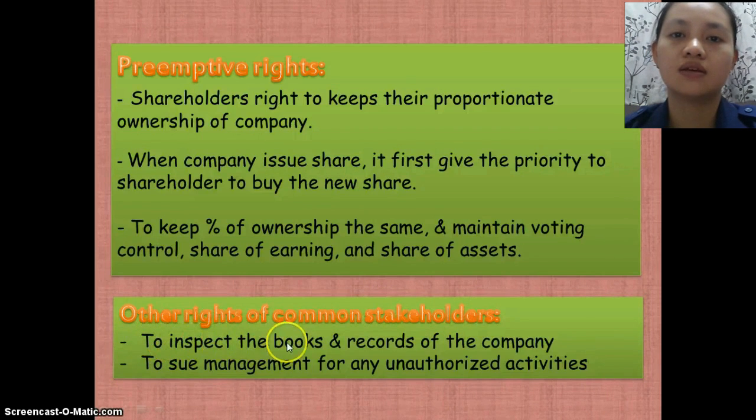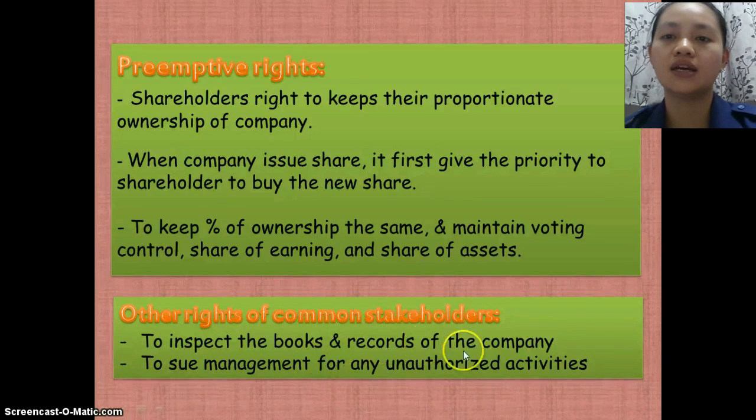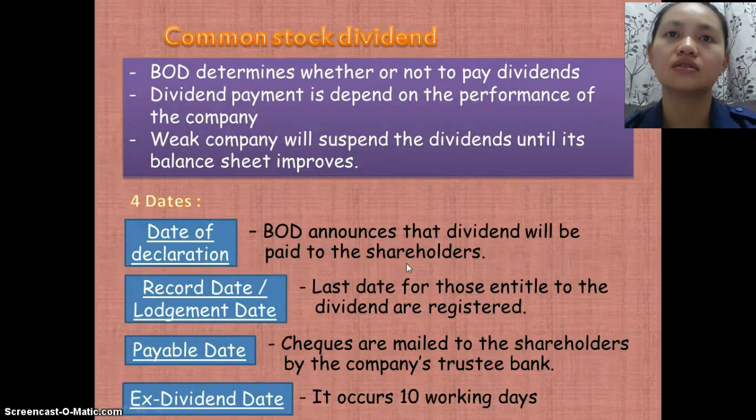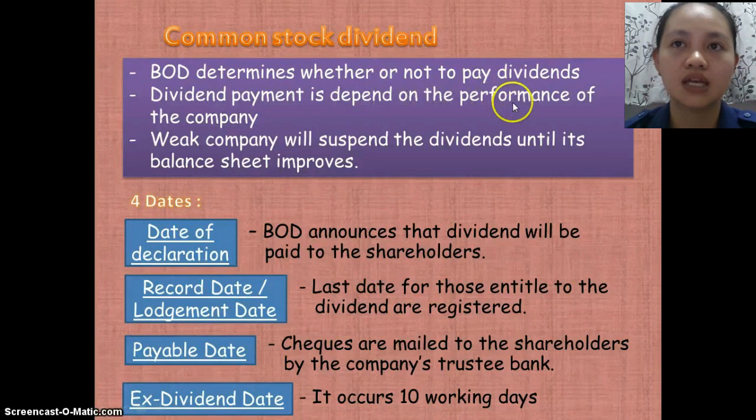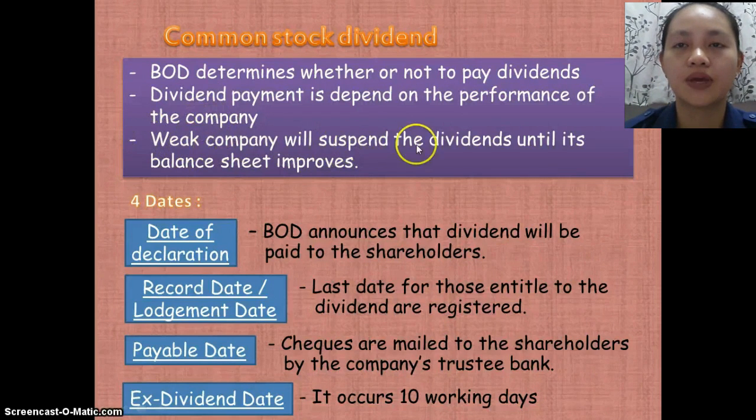Okay. The next is other rights of common stockholders, which is to inspect the books and records of the company and cancel management for any unauthorized activities. Okay. Common stock dividend. The board of directors determines whether or not to pay dividends to the shareholders, and the dividend payment depends on the performance of the company. A weak company will suspend the dividends until its balance sheet improves.